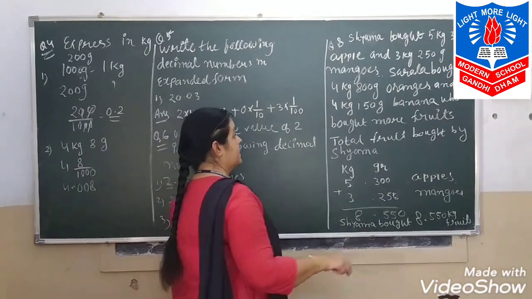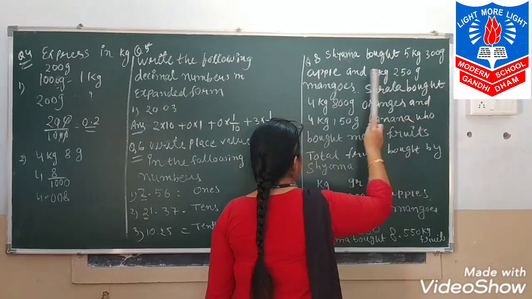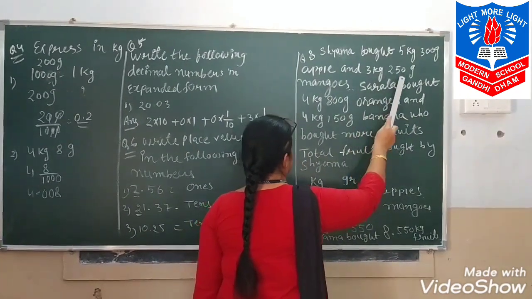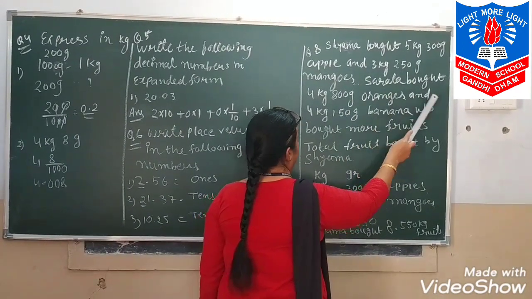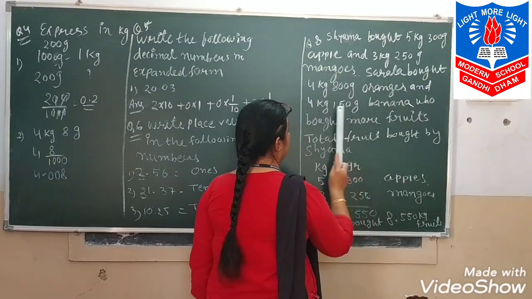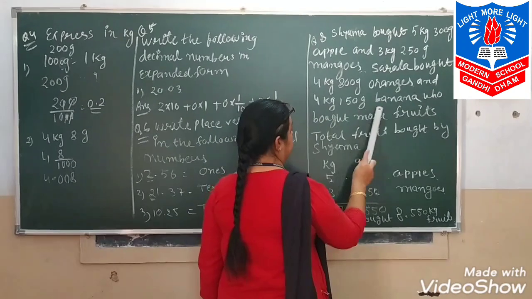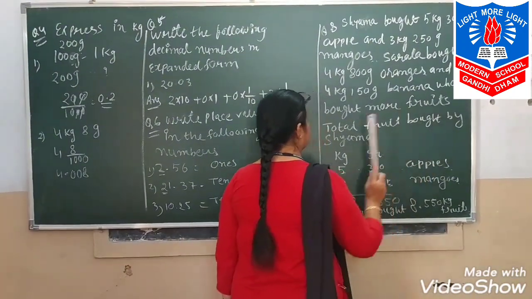Then one problem sum. Shyama bought 5 kg 300 gram apples and 3 kg 250 gram mangoes. Sarla bought 4 kg 800 gram oranges and 4 kg 150 gram bananas. Who bought more fruits?